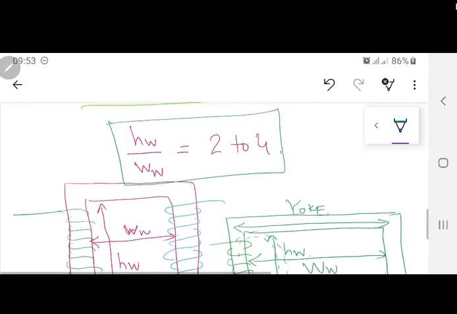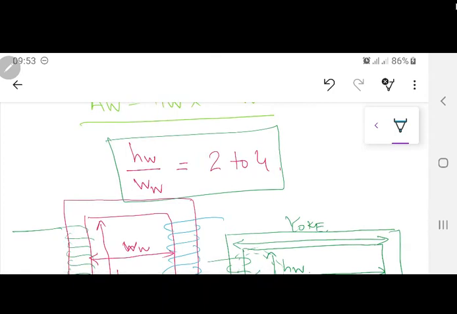That's why this factor, height of the window divided by the width of the window, you have to keep at something like 2 to 4. Okay. Technically it is better if your value is 3. The book is also telling you to use a value of 3, but you can use 2 also, you can use 4 also, that's totally up to you. Now this is the second design way.